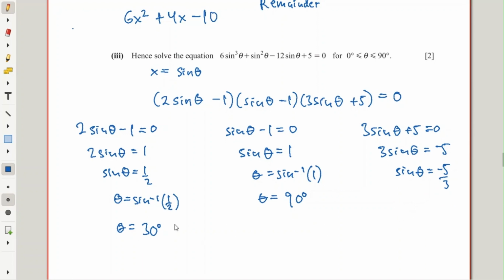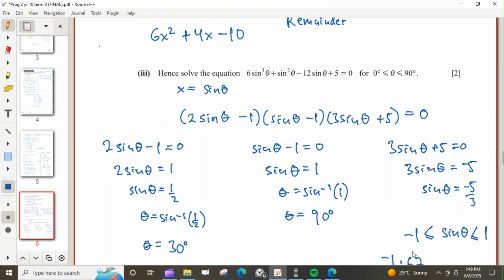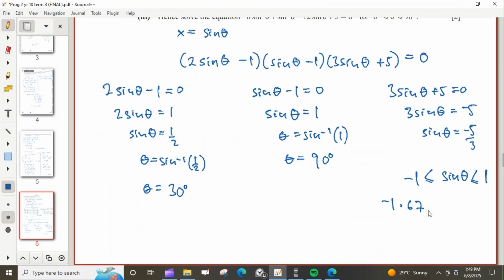No. Why? Because the values of sine theta must range from negative 1 to positive 1. But here, this is the same as negative 1 point 6, about 1.67, somewhere around that figure. So that means that it's out of my range.